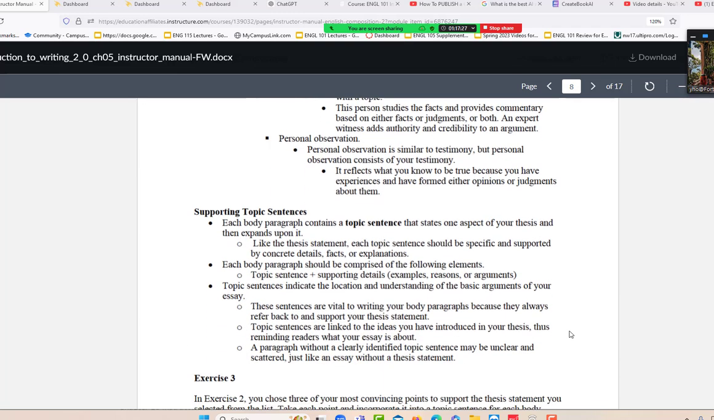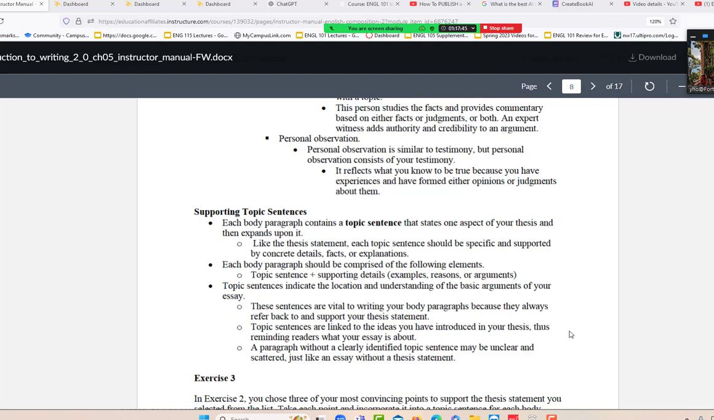Personal observation. Personal observation is similar to testimony, but personal observation consists of your testimony. It reflects what you know to be true because you have experiences and have formed either opinions or judgments about them.